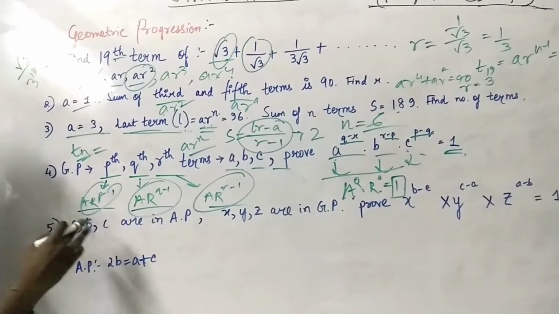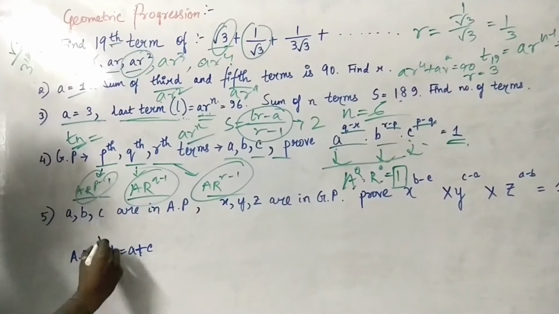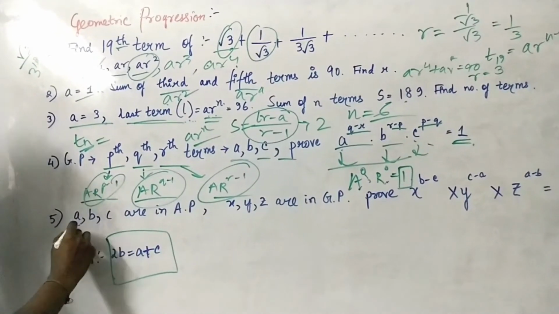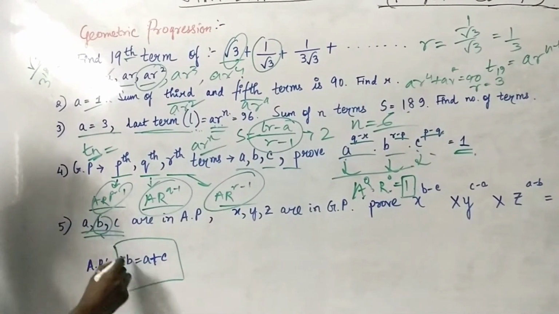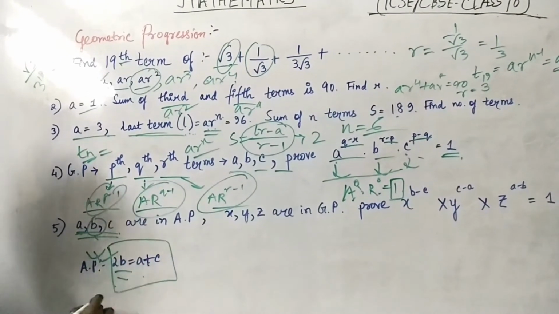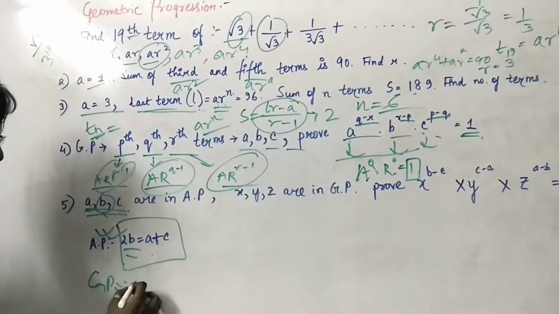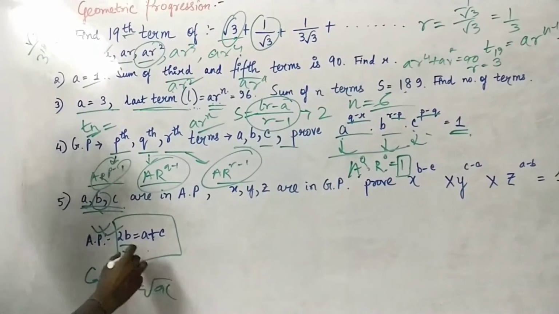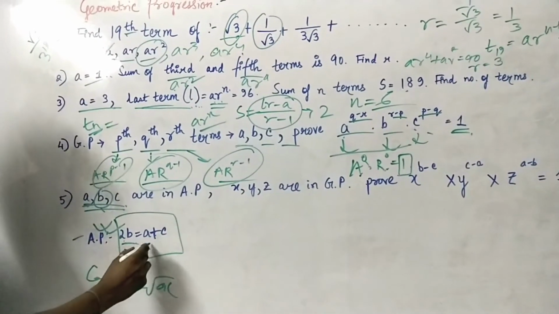Now the next sum is A, B, C are in AP. Remember, one more formula from AP as well. If A, B, C are in AP, then 2B, 2 into the middle term, will be equal to A plus C. You have to know this. Just as in GP, B is the root of AC, here in AP we have 2B equal to A plus C.